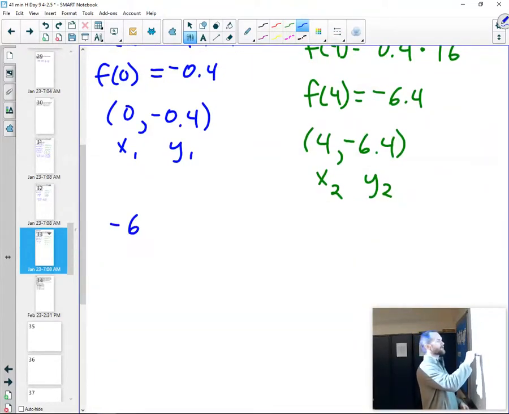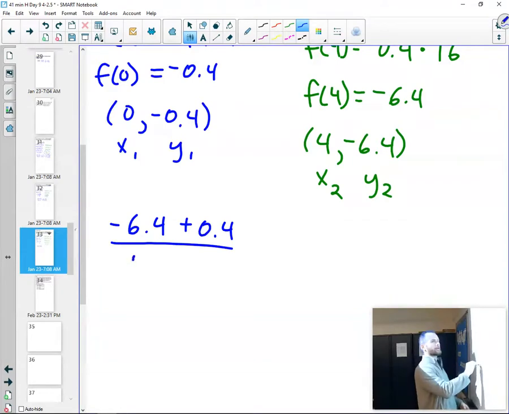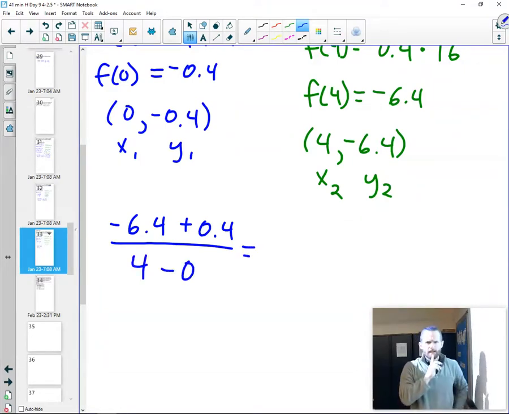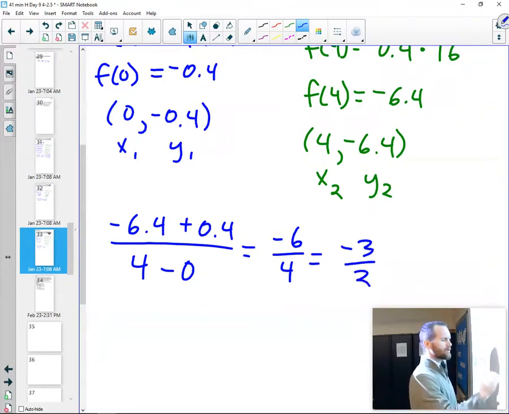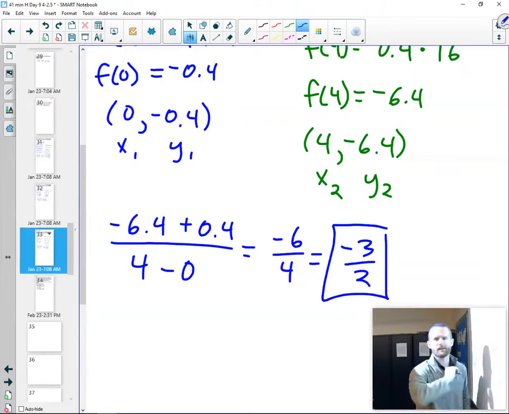So it's y2, negative 6.4, minus y1, which becomes a positive 0.4, since minus a negative is a positive, divided by x2 minus x1, so it's just 4 minus 0. Let's see here, negative 6.4 plus 0.4, that's just negative 6, divided by 4 minus 0, which is 4, and we can simplify that by dividing both of them by 2, negative 3 over 2, and that's our answer.